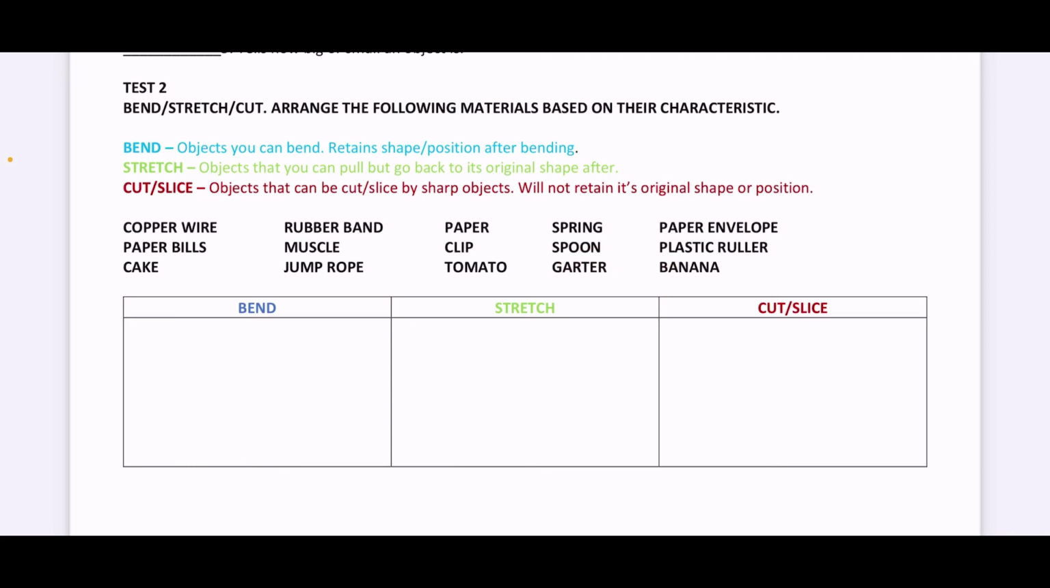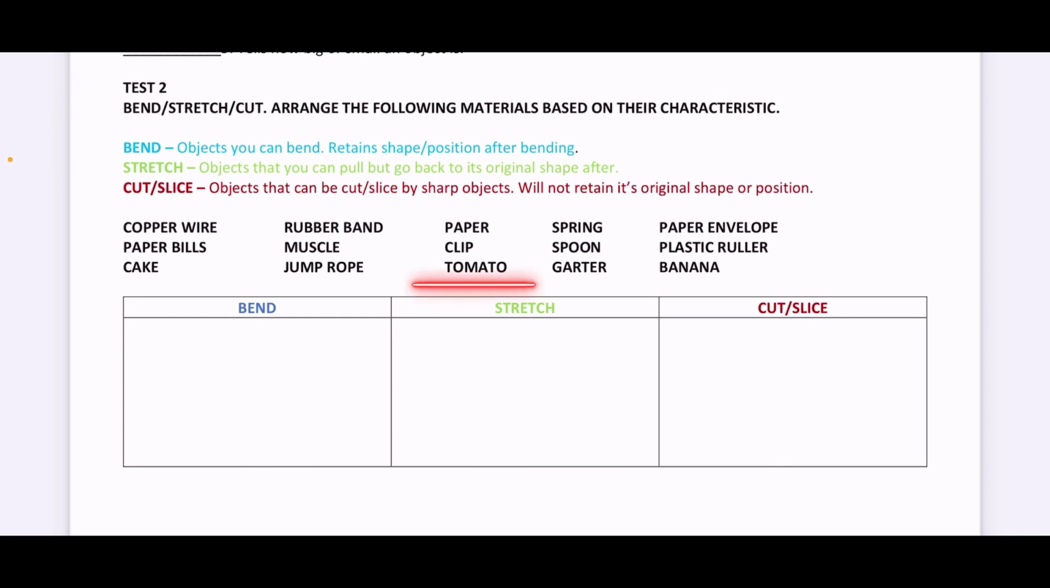Next, we have plastic ruler. Does this one bend? Does this one stretch? Or does it cut or slice? Next, we have cake. Can we bend cake? Can we stretch cake? Or can we cut or slice a cake? Next, we have jump rope. Can we bend a jump rope? Can we stretch a jump rope? Or can we cut or slice a jump rope?